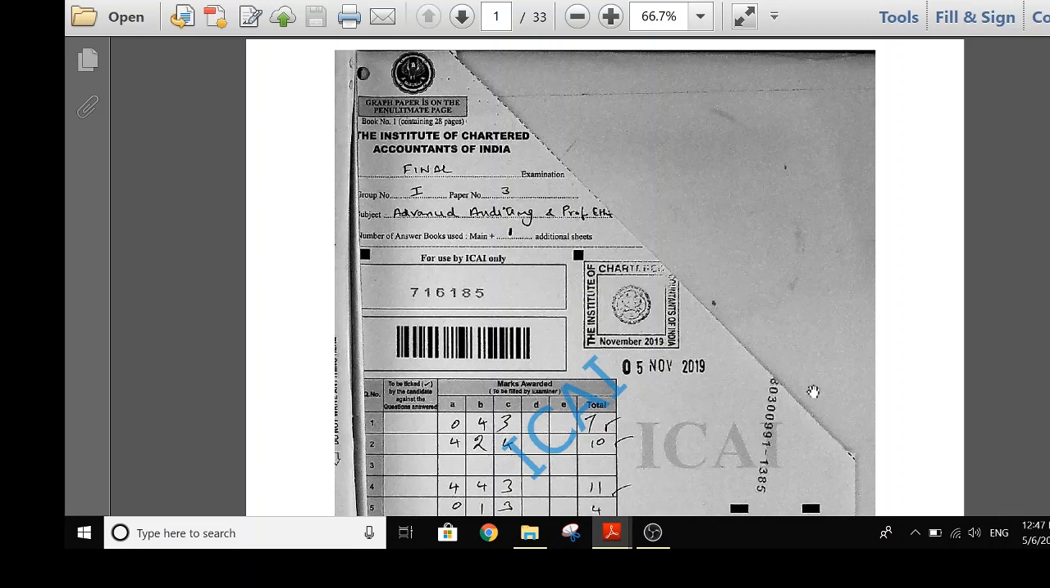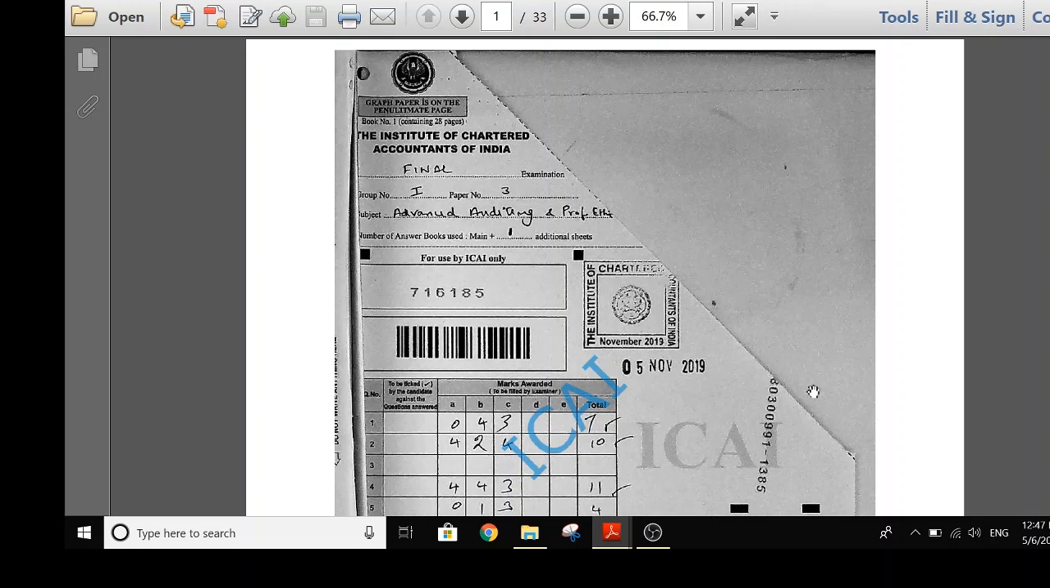And here are some of my tips for CA Final Advanced Auditing. At the CA Final level, they check your knowledge, and they check how logically you use your knowledge. So when they ask a question, there could be only 2 options: either you know the answer or you do not know the answer. My suggestion would be, whatever answer you know, just write that first.